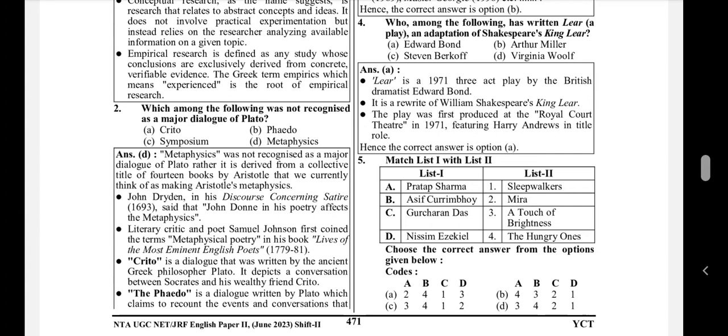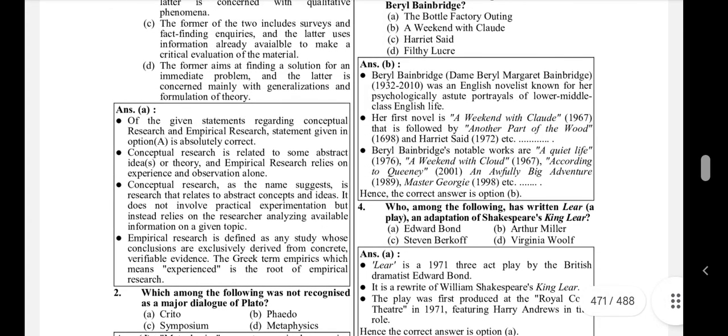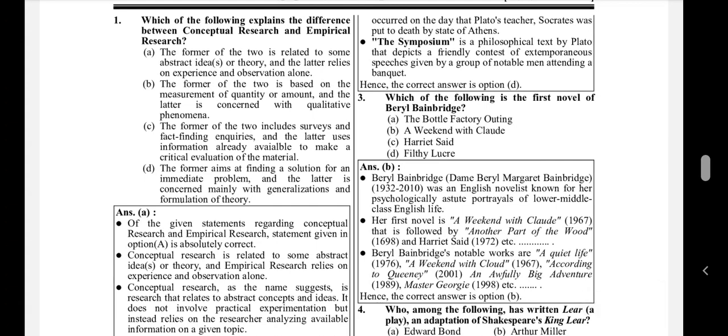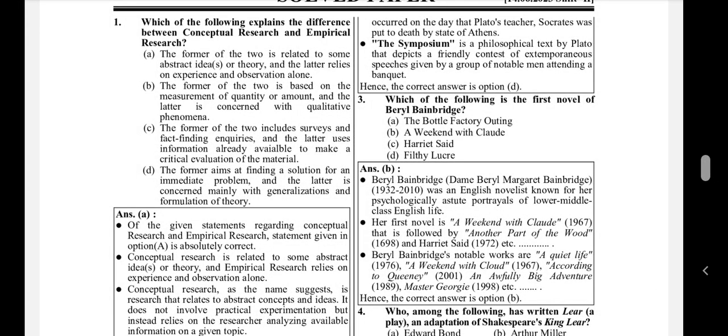Crito is a dialogue that was written by the ancient Greek philosopher Plato. It depicts a conversation between Socrates and his wealthy friend Crito. The Phaedo is a dialogue written by Plato which claims to recount the events and conversations that occurred on the day that Plato's teacher Socrates was put to death by the state of Athens. The Symposium is a philosophical text by Plato that depicts a friendly contest of extemporaneous speeches given by a group of notable men attending a banquet. Hence, the correct answer is option D. The exclusion is Metaphysics. Okay, the third question is, which of the following is the first novel of Beryl Bainbridge?